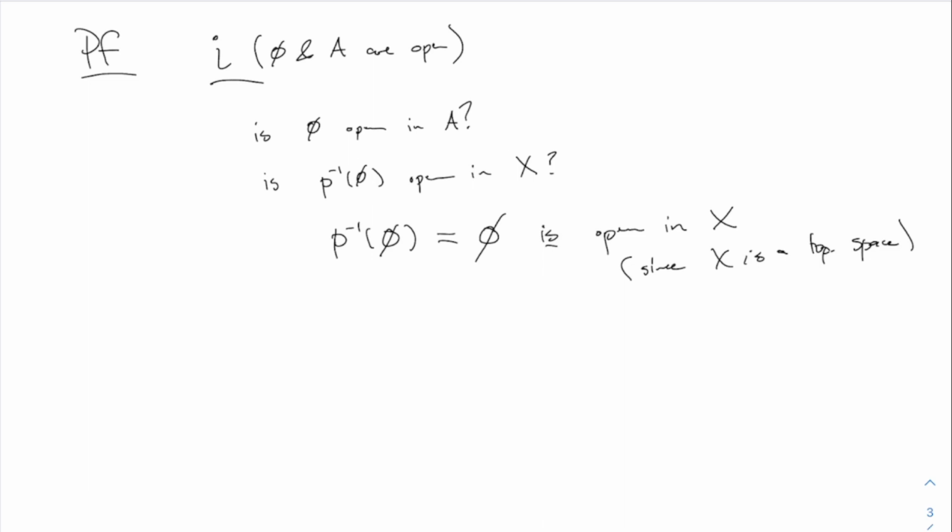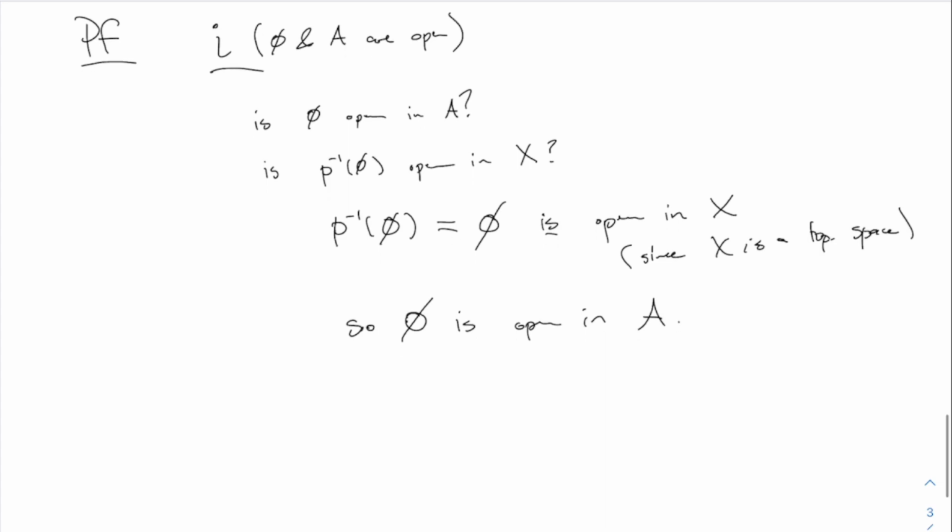All right, so this is open in X, so that means the empty set is open in A, right? Because when you pull it back, it goes back to something which is open in X. Great. All right, that was half of this one. Now that we see the basic format, I think the other half will be easy.